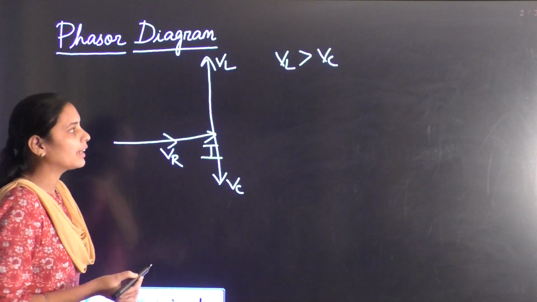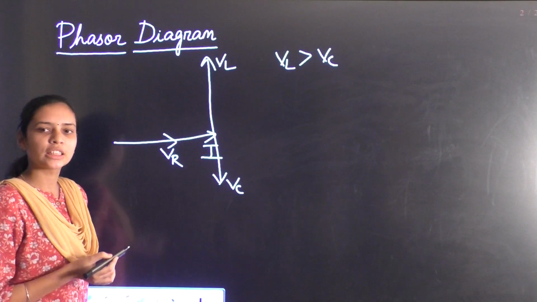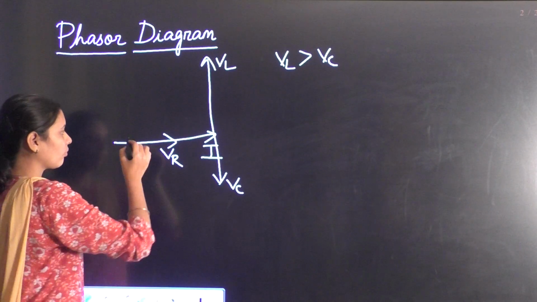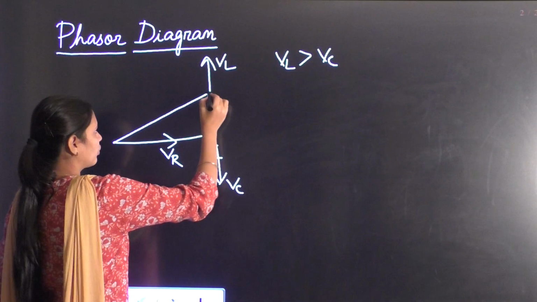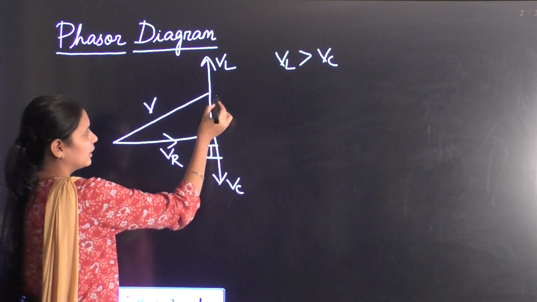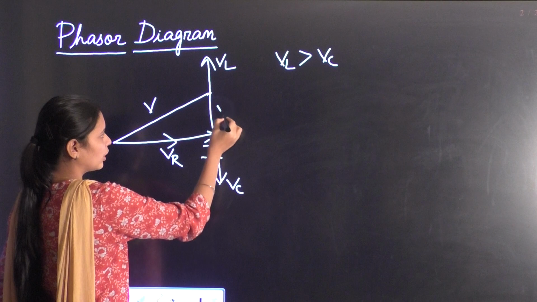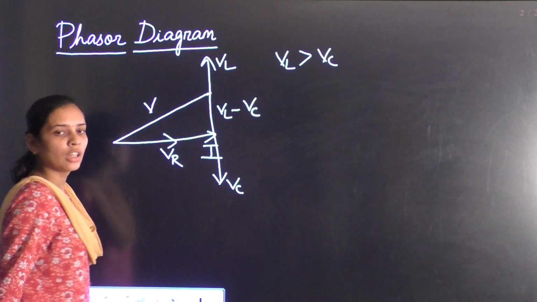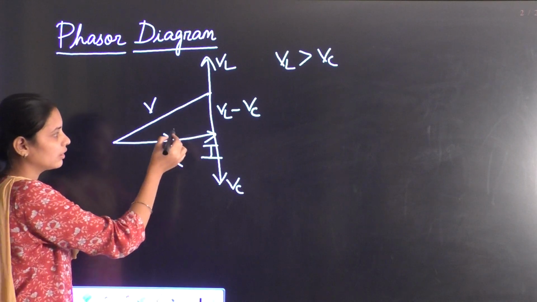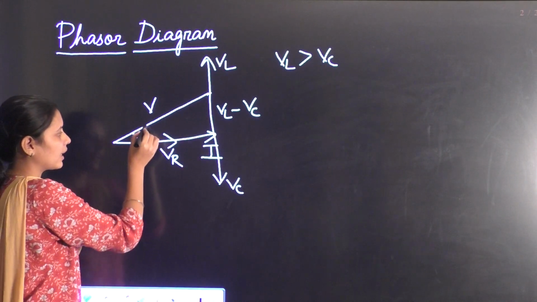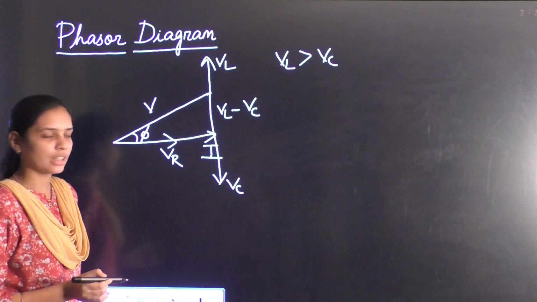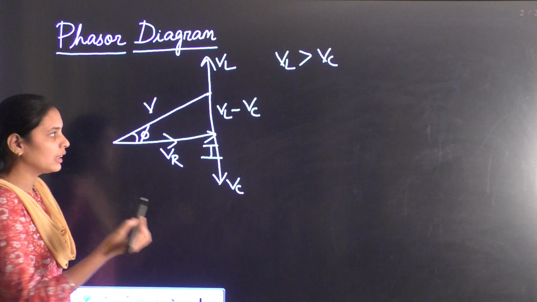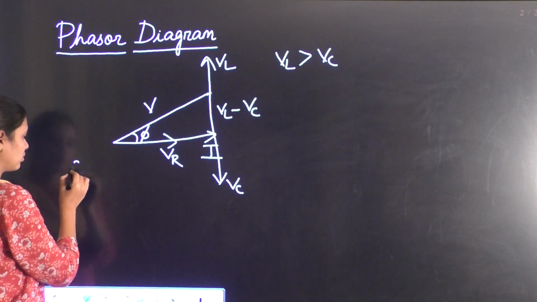So the arithmetic difference between the voltage VL and VC will result in 3 cases. And the resultant phasor will be V, and this value will be equal to VL minus VC. This angle I will be taking as phi, that is the phase difference. So this arithmetic sum will result in 3 cases.